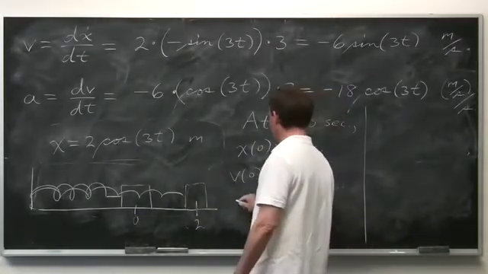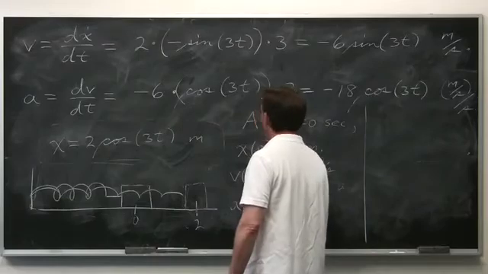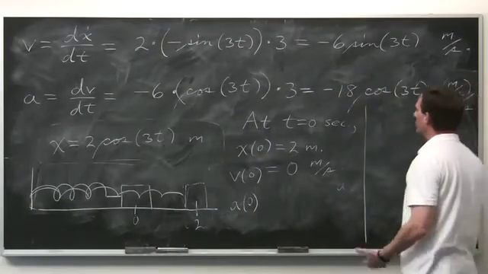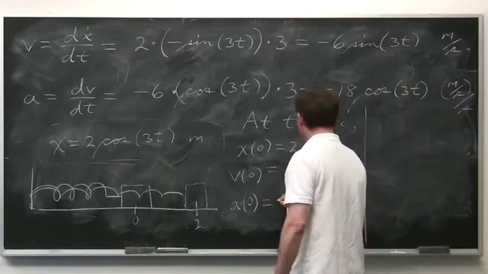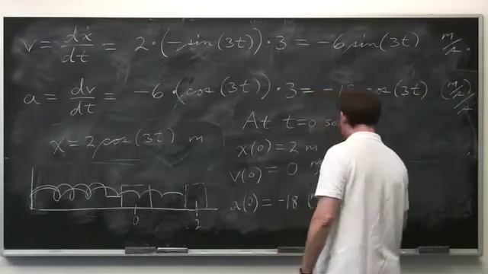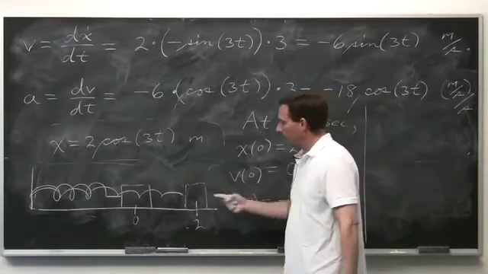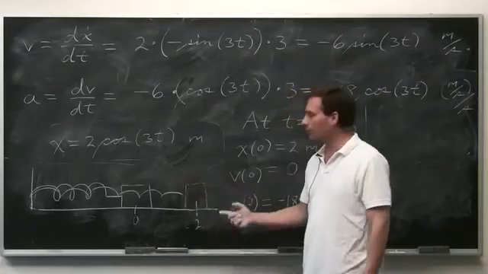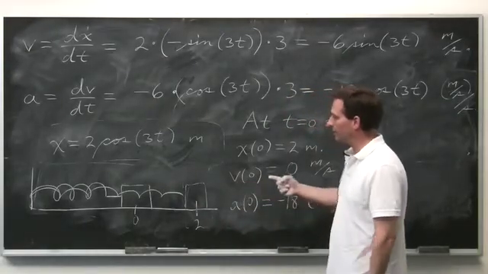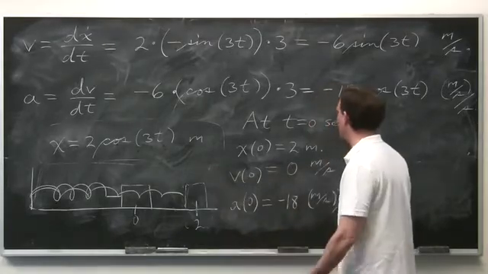The acceleration at time 0 is negative 18 times the cosine of 0. Cosine of 0 is still 1. So minus 18 meters per second per second. The minus sign means it's accelerating in the negative direction, that way. Right, that's the way the force of the spring is pulling. So yes, it's accelerating in that direction.